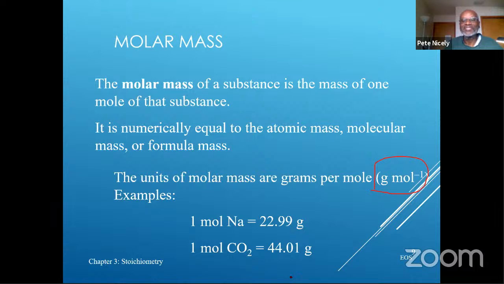So the unit of atomic mass or molecular mass or formula mass is AMU, but the units for molar mass is grams per mole, even though numerically they are the same. We saw that in the case of sodium, and the same is true in the case of carbon dioxide. The molar mass of carbon dioxide is 44.01 grams per mole. So that's basically the relationship between the molar mass and the atomic mass, molecular mass, or formula mass. They're numerically the same, but the units are different. The units of molar mass is grams per mole, and the units of atomic mass, molecular mass, or formula mass is AMU, atomic mass units.